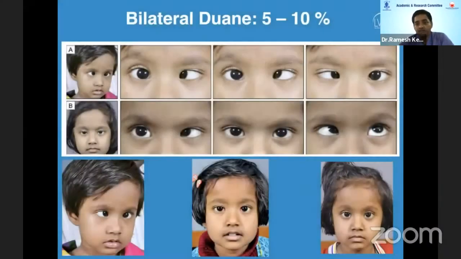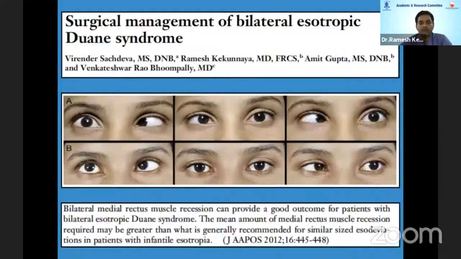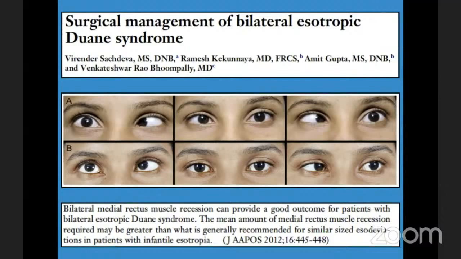5 to 10% of them are bilateral. Again, you can do medial rectus recession, as we have done in this case. Since the medial rectus is tight, they can correct their abnormal head posture. As well, you can see a little bit of improvement in abduction. So this is what, again, we have published: the bilateral medial rectus recession in 60 seconds.